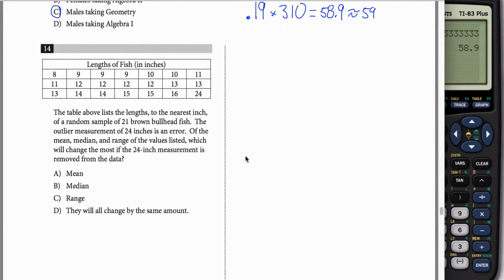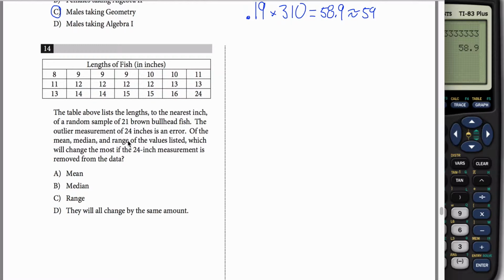There's 13. 14. The table above shows the length to the nearest inch of a random sample of 21 brown bullhead fish. Okay, they're ordered, which is kind of nice. There's 21 here, so 7 in each row. Looks like I got a lot, ranging from 8 up to 24.